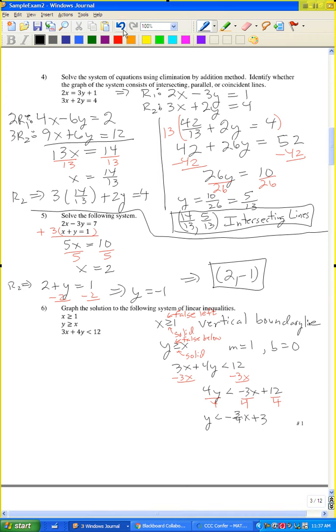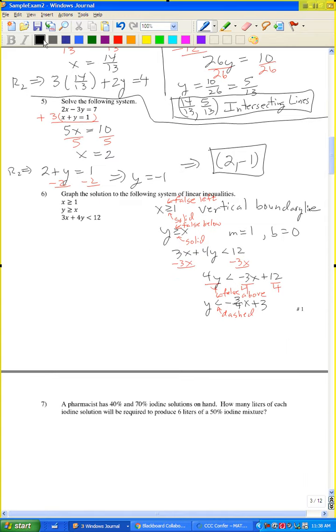Okay, so now this is going to be a dashed boundary line. This is going to be true below, false above. And so in this case, the slope is -3/4, and the y-intercept is 3. So let's graph this, as best we can.